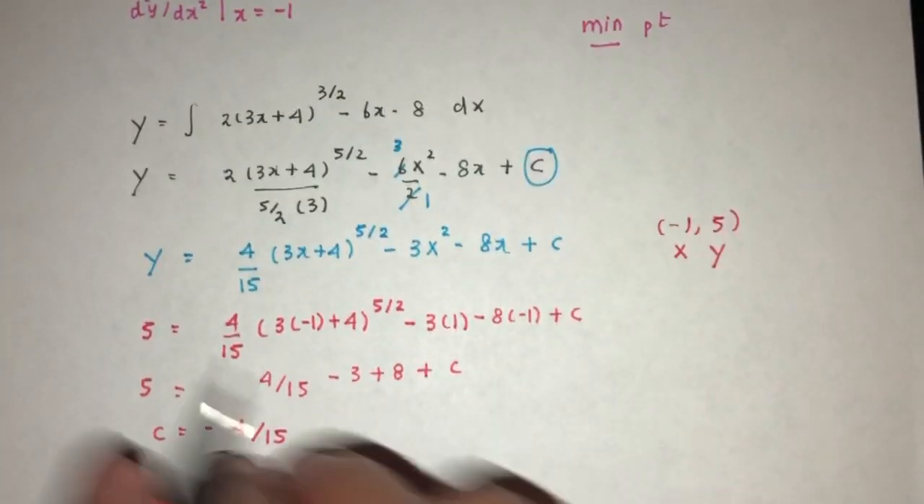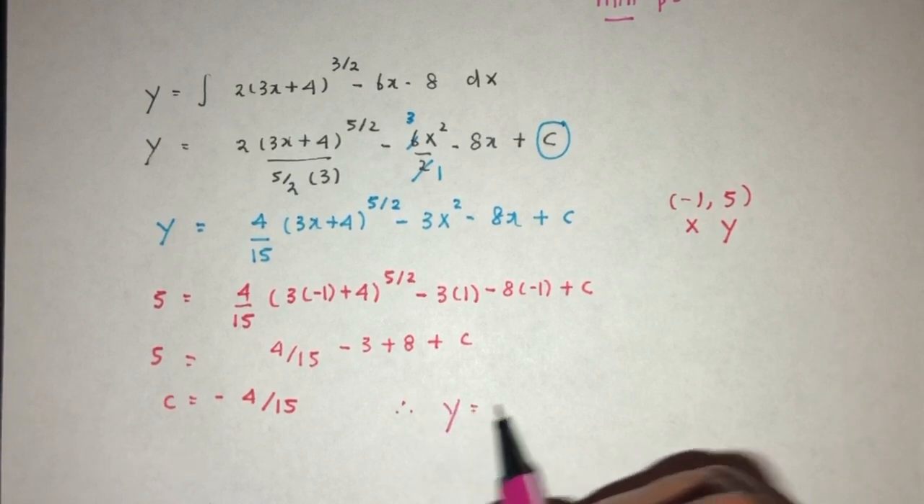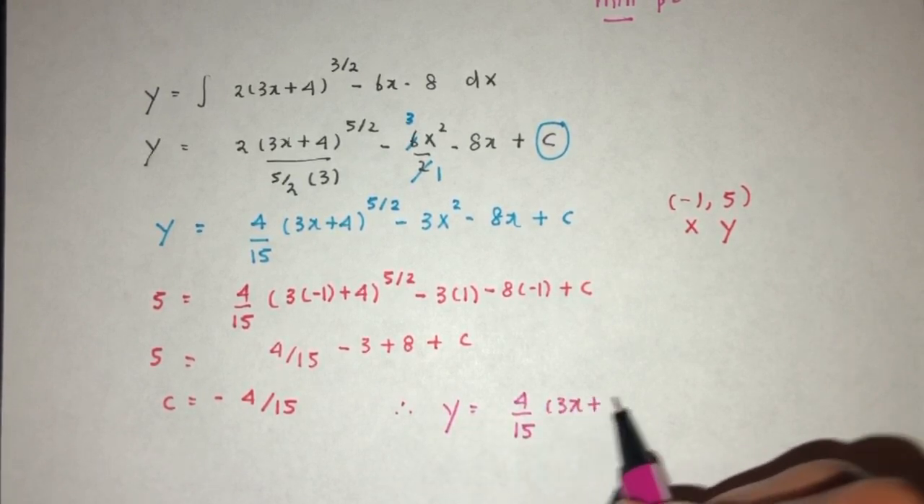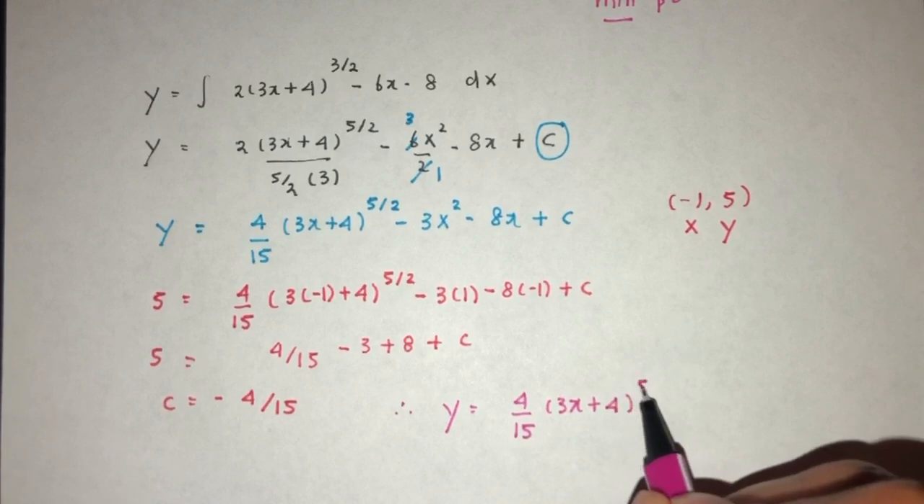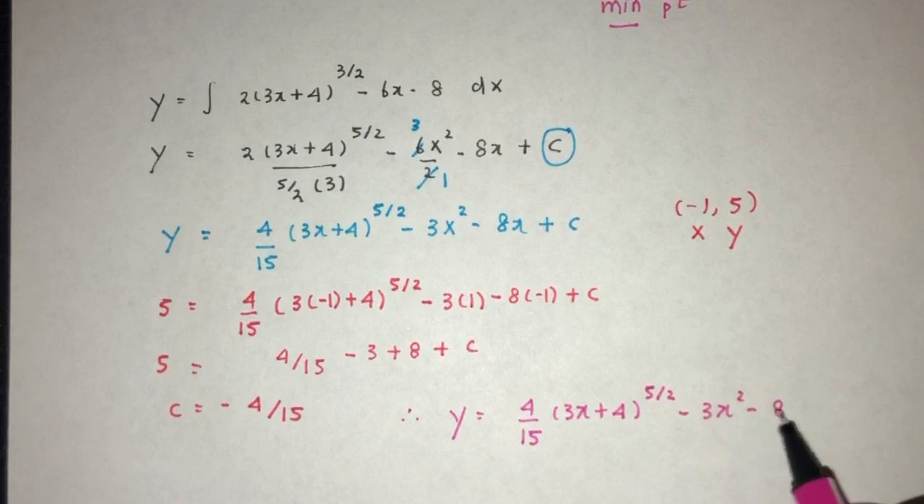So finally, we can write down the equation of the curve is y. y is 4 over 15, 3x plus 4, power 5 over 2, minus 3x squared minus 8x minus 4 over 15.